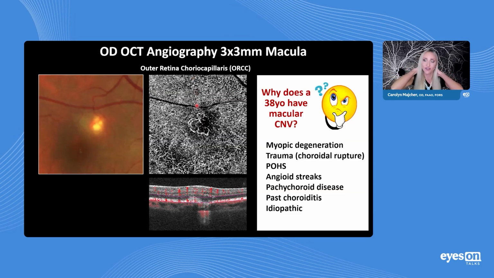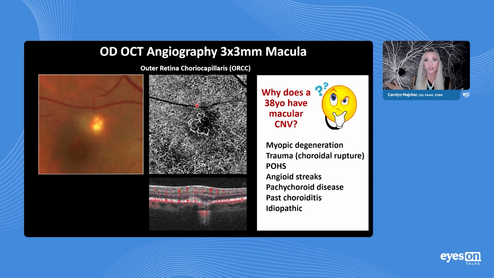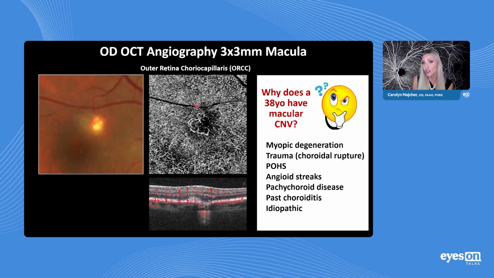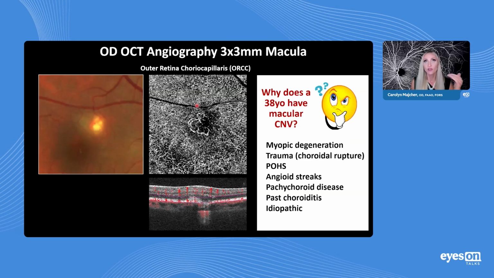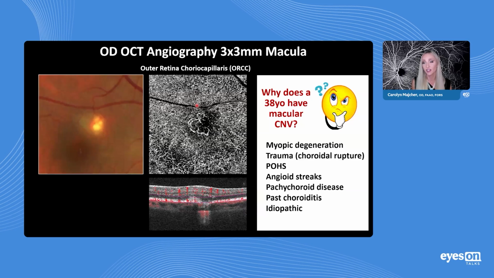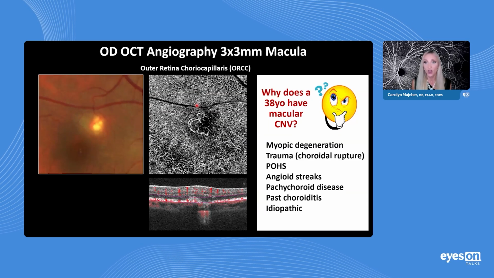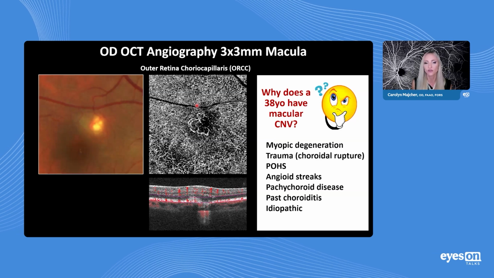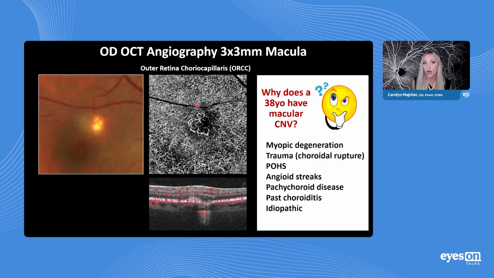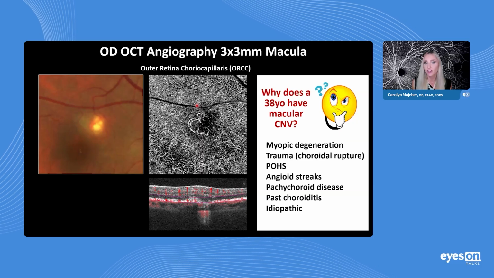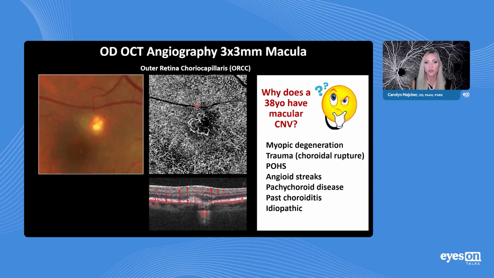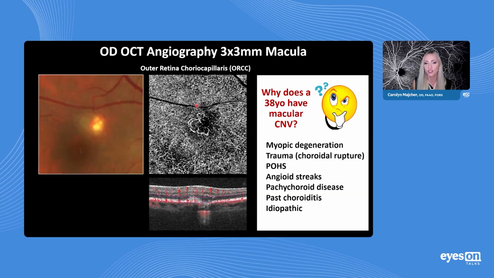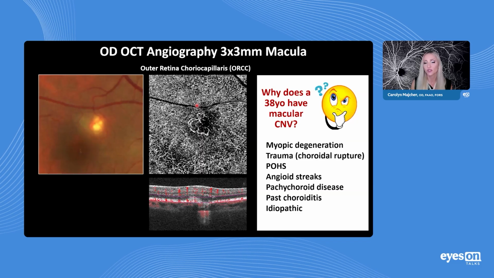You then have to ask yourself, well, this isn't like your grandma's macular degeneration, right? There's something else that's potentially causing this neovascularization in a 38-year-old female. So we run through these differentials. We notice she's had LASIK, so could this potentially be myopic degeneration and a lacquer crack that has allowed neovascularization to form? Potentially a choroidal rupture from trauma. Could this be ocular histoplasmosis or angioid streaks like Eric just presented? Any past choroiditis or chronic pachychoroid spectrum disease would be on your list of differentials as well.